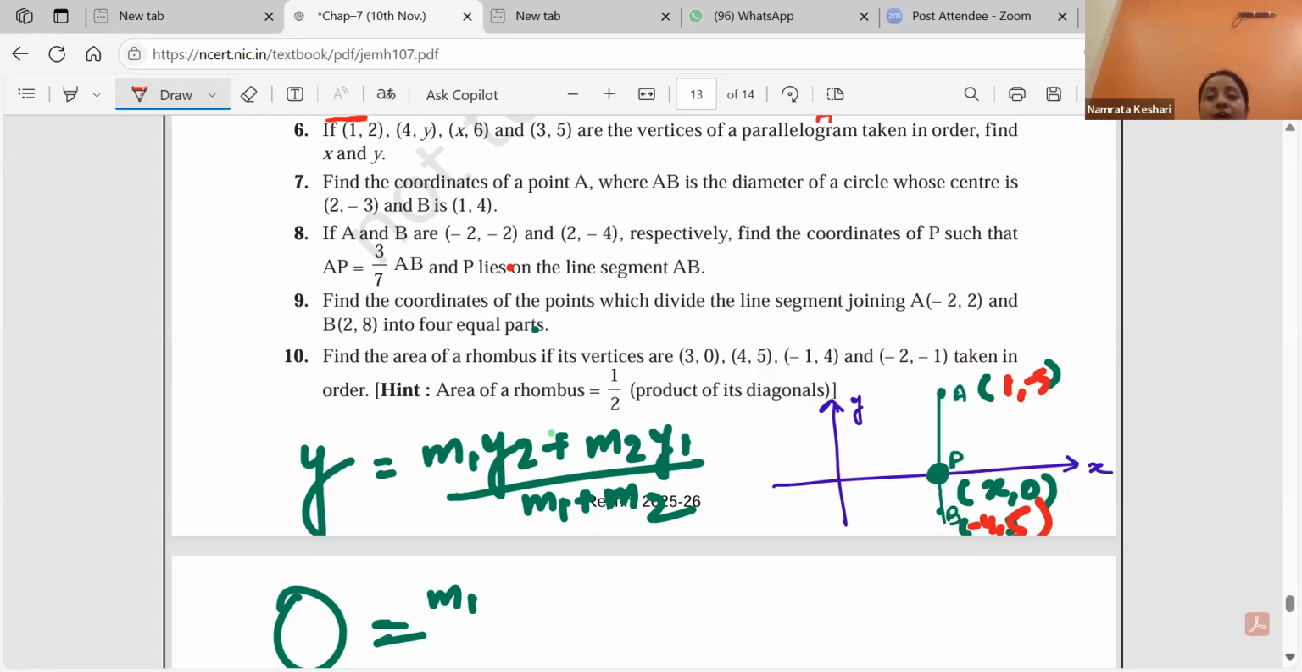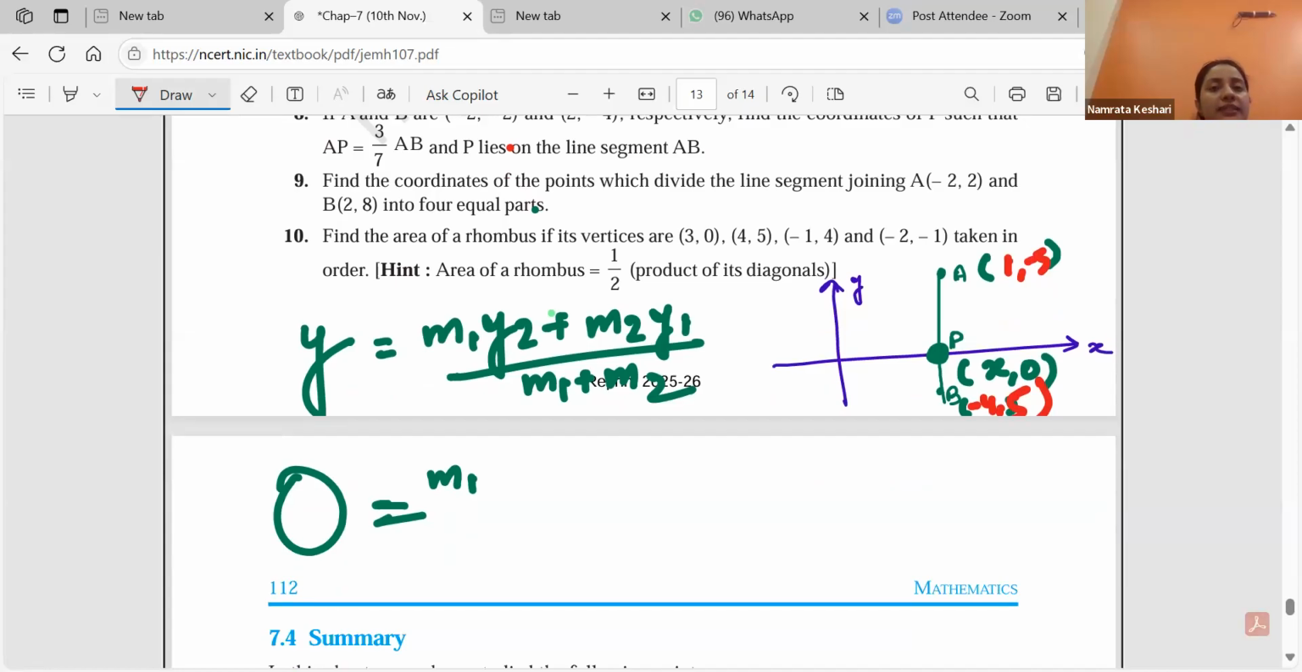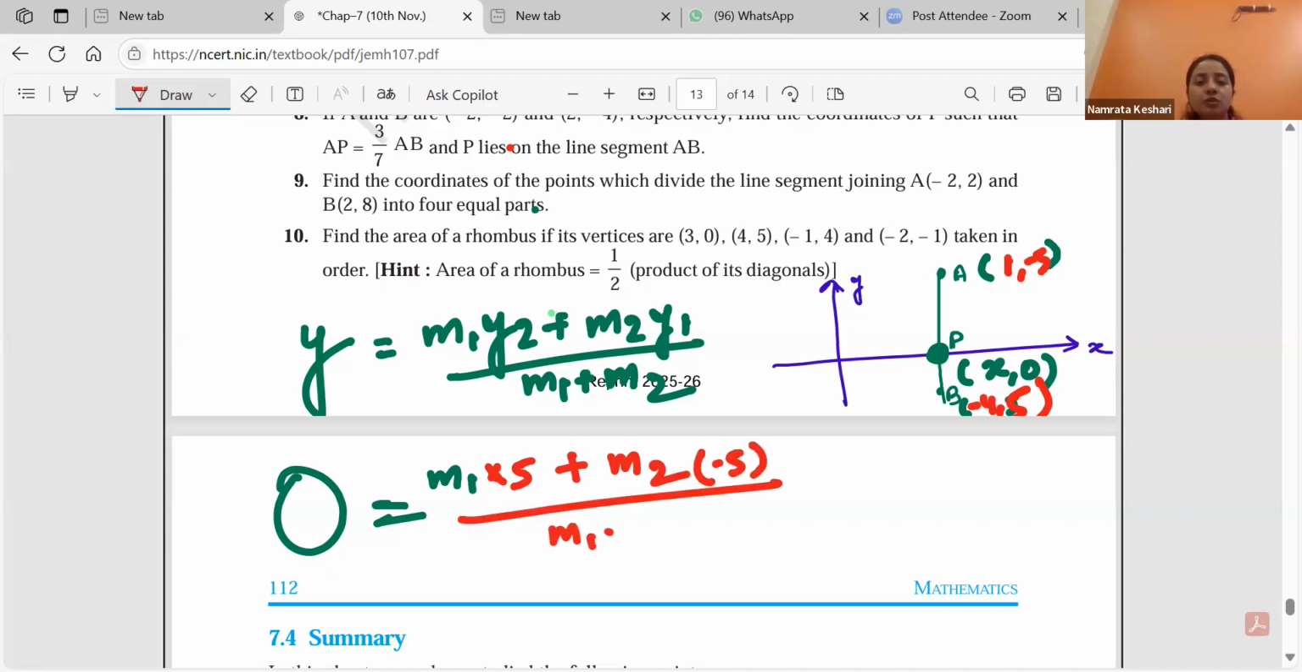So we will say, since it is divided by the x-axis, that means our point P is sitting on the x-axis. The coordinate of point P will be x comma 0. We don't know what x is, but y definitely will be 0. Hence we write the formula: y coordinate is equal to m1 y2 plus m2 y1 by m1 plus m2. Y2 is 5, and y1 is minus 5.